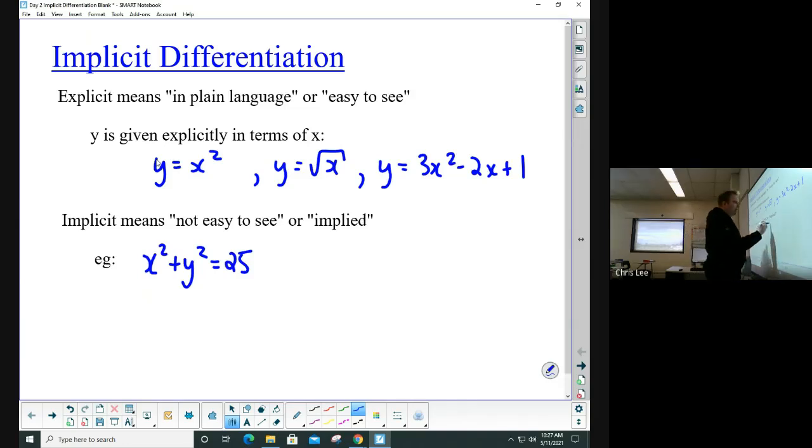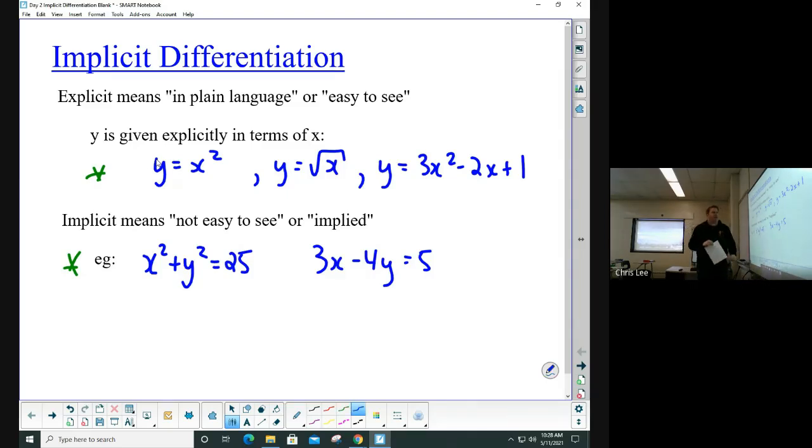Even in grade 9, when we did standard form, y is not explicit. You can't see y by itself. It is within a different form, and so it's implicit. So what we've been differentiating up until this point have all been functions that are explicitly written. What we're going to learn today is how to differentiate when y is not explicit, so it's implicit. That's what we're going to tackle today.